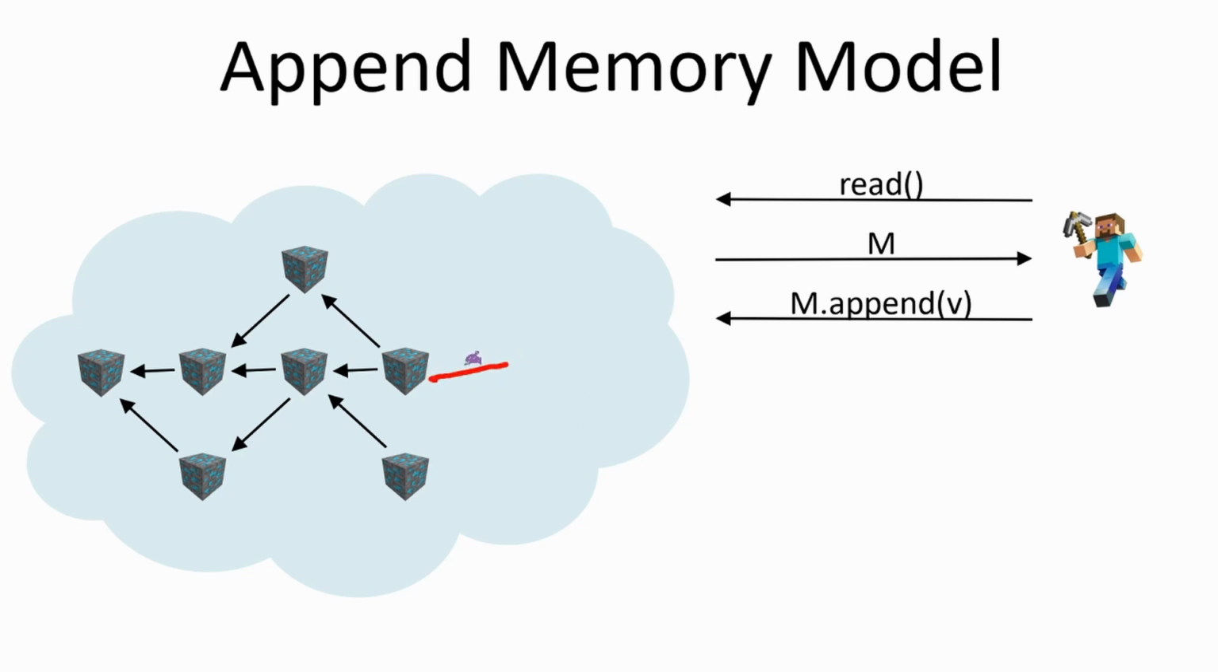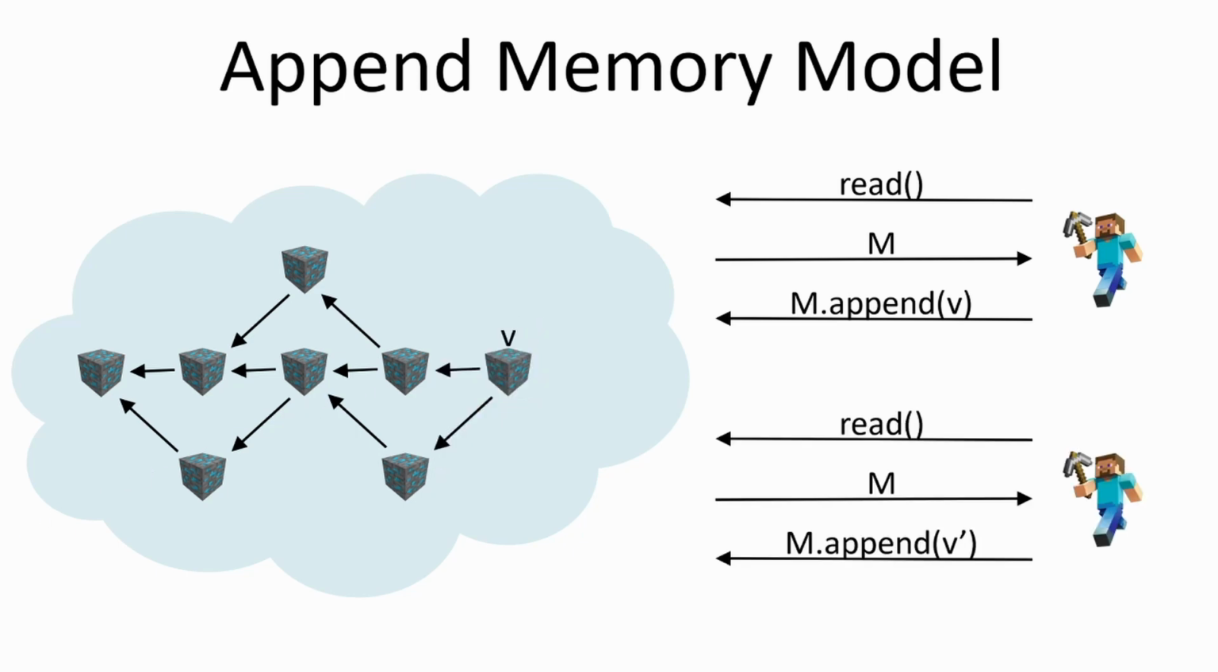So in this case, a correct node would simply append the new value v to the two children of the DAG. If another node wants to append its value, this node could have read the memory at the same time, and then it would append its block to the same state of the memory. But if the node arrived later and saw the newer memory, then it would append its value to the latest state of the memory.